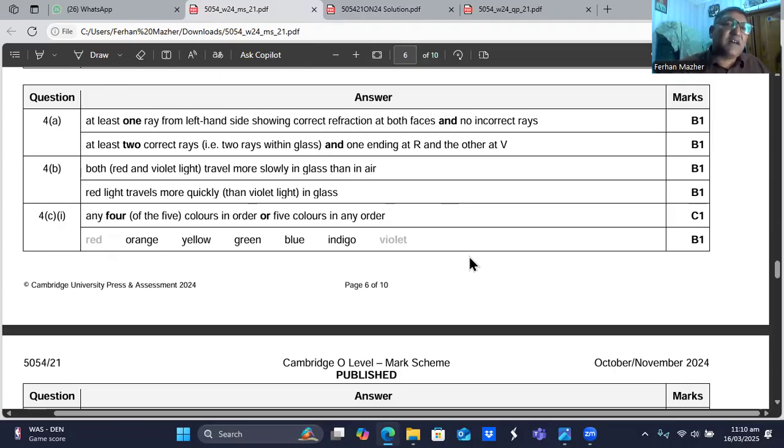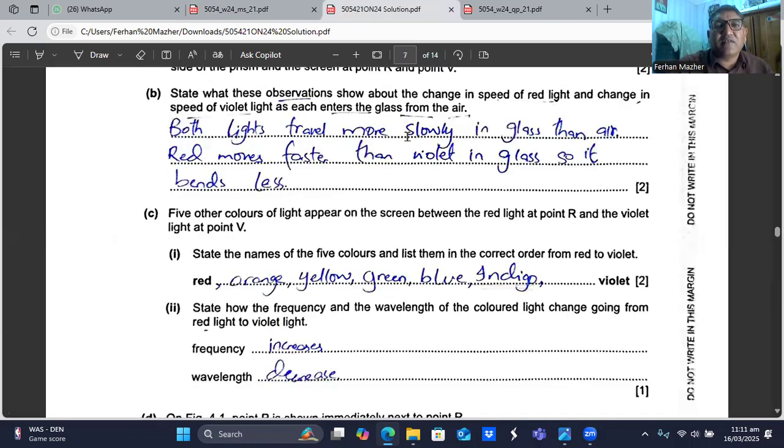So let's have a look at the marking scheme. At least one ray from the left-hand side showing correct refraction at both faces and no incorrect rays. At least two correct rays, two rays within the glass, one ending at R and the other at V. Both red and violet light travel more slowly in the glass than in air. Red light travels more quickly than the violet light in the glass. Okay, so hopefully the marking scheme is showing up in front of you so you can write a good answer.